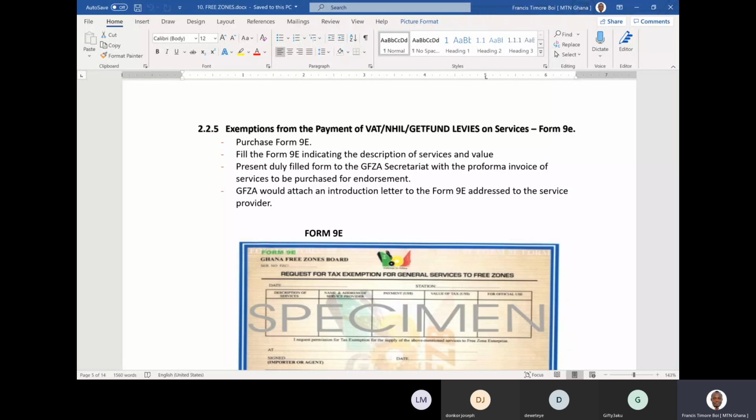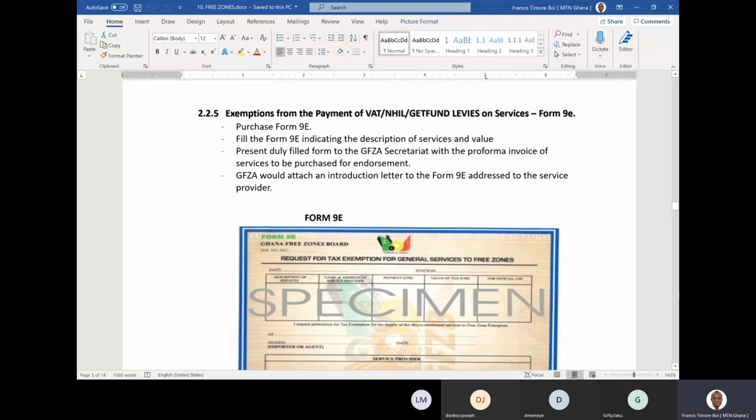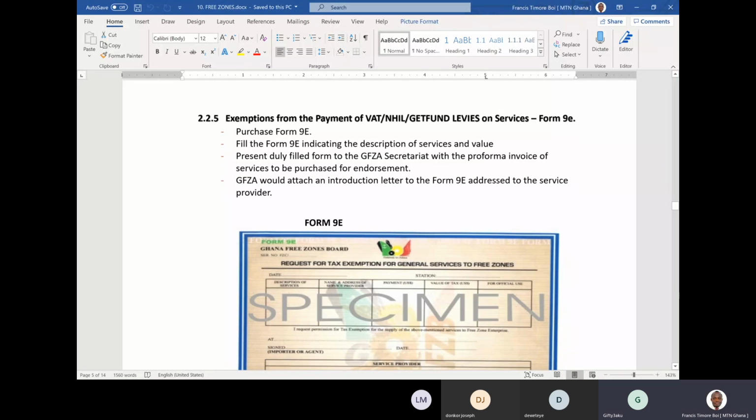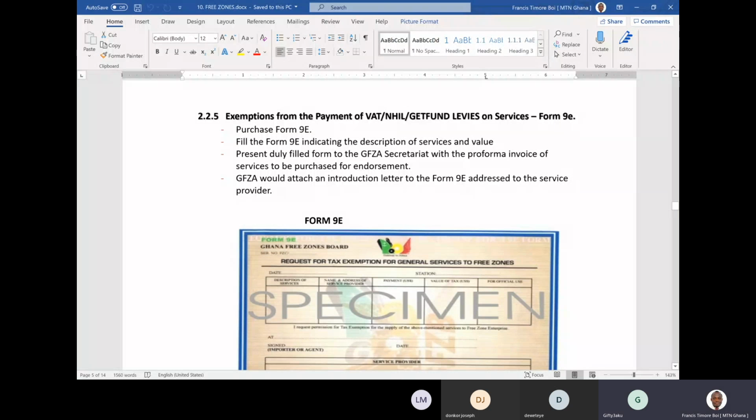Then the Form 9E is for services, and it's also for VAT. But one thing that I want you to notice is that communication service tax is not featured here. Are you listening? Is it because of something? There's a problem with the communication service tax. Okay. No, there's a problem with the act, and we have to fix it. We really have to fix it. The communication service tax doesn't distinguish between export and local.